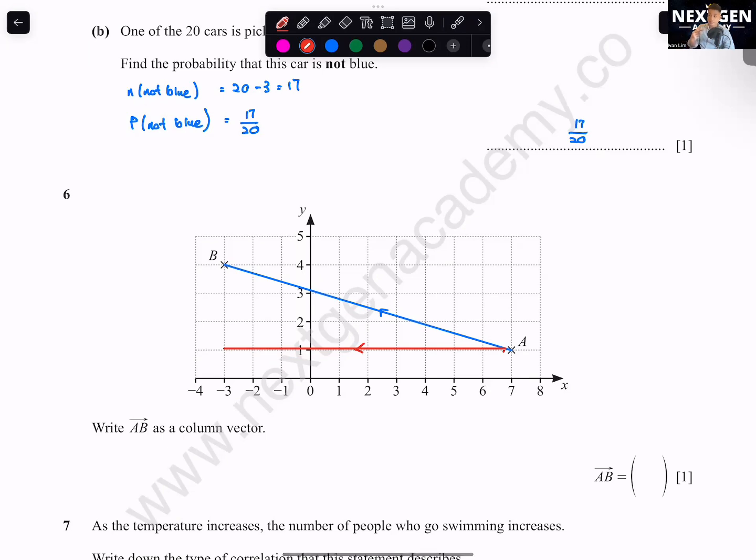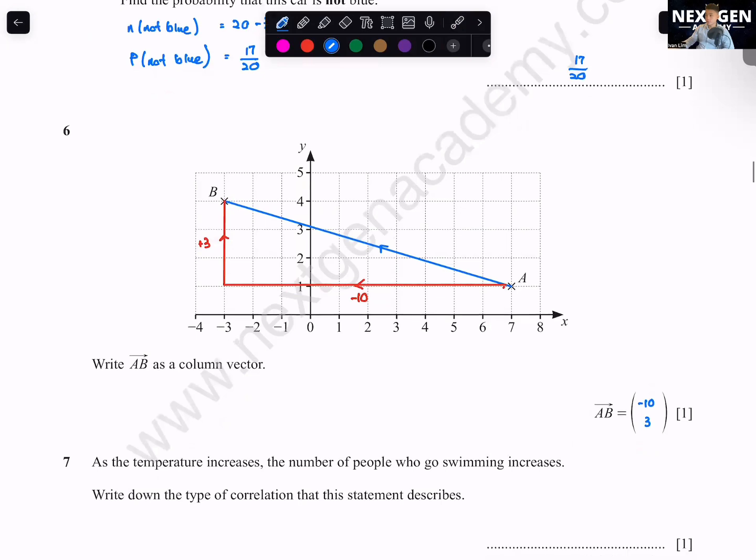Going to the left means negative. So this will be negative 10. Going up, this one will be positive 3. Okay, you got to remember column vector, it is presented in X and Y. So our answer here is minus 10, 3. Okay, minus 10, positive 3.